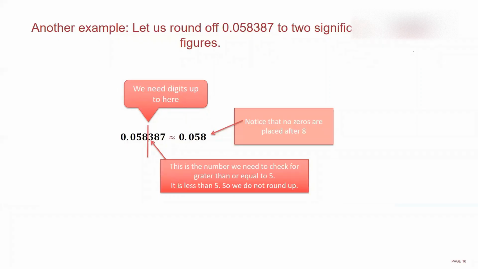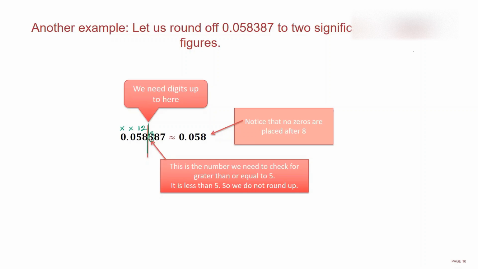Let's take another example. Here we have 0.058387, and we need to round off this number to 2 significant figures. We'll start counting the significant figures from the first non-zero digit at the left. So this is not a significant figure. This is not a significant figure. We start from here, and this is the second one. So we have to round off at this point.